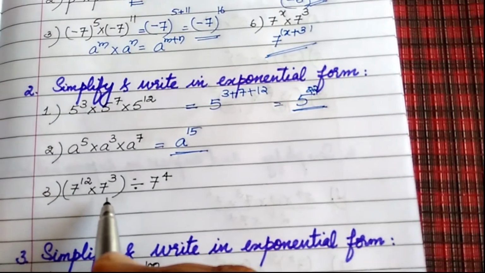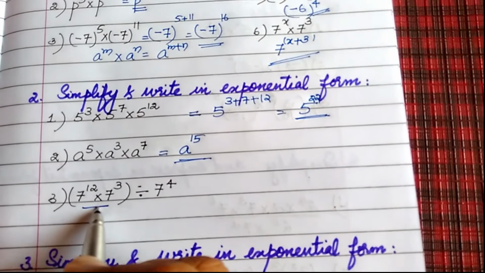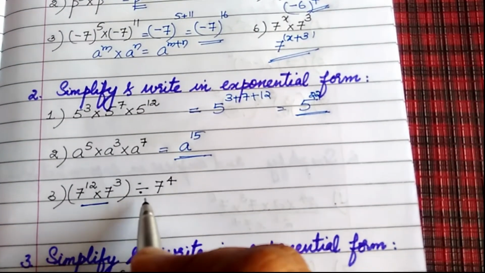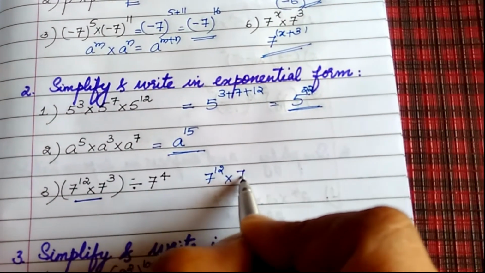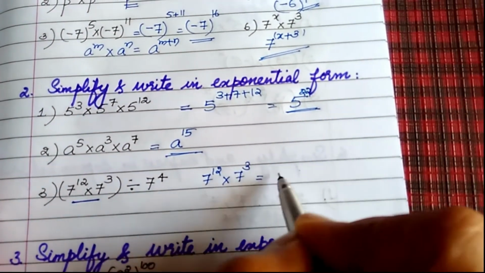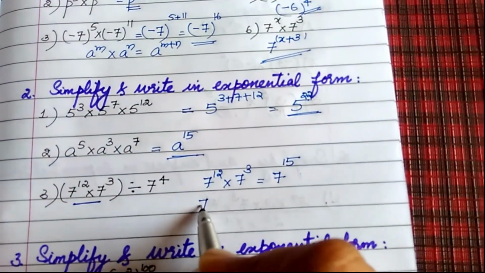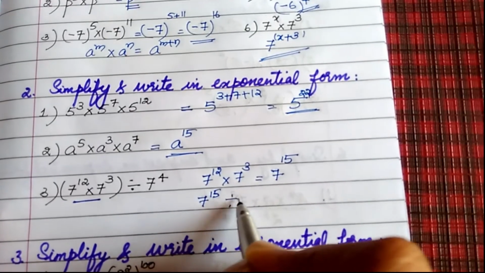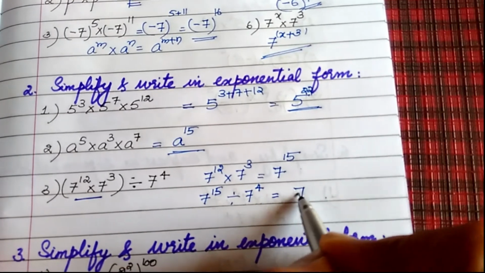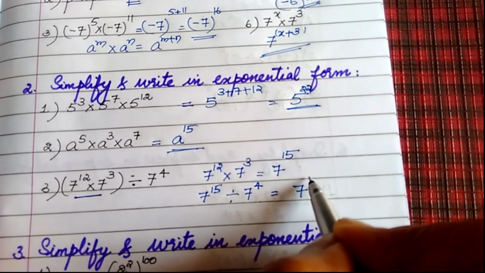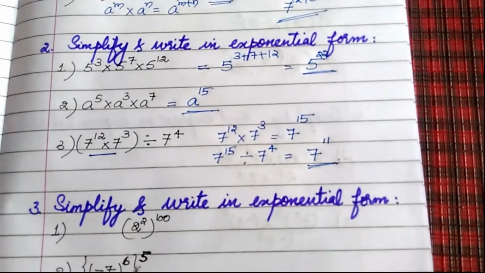Now next one, there is a bracket also. So BODMAS rule you have already known. First you will solve the number within the bracket, then divide. So first is 7 to the power 12 into 7 to the power 3. In multiplication you will add up the powers. 12 plus 3 is 15. Now 7 to the power 15 you will divide with 7 to the power 4. In division bases are same, powers are different, so powers will be subtracted. 15 minus 4 is 11. So you got the answer as 7 to the power 11.